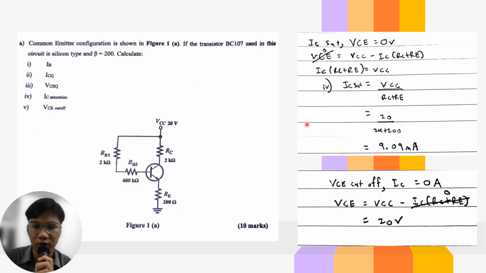milliampere. To find the value of VCE cutoff, IC is equal to 0 ampere. Just like before, we use the formula for VCEQ. Right here we can just cut the IC since the value is 0. So finally VCE is equal to VCC, which is 20 volt.